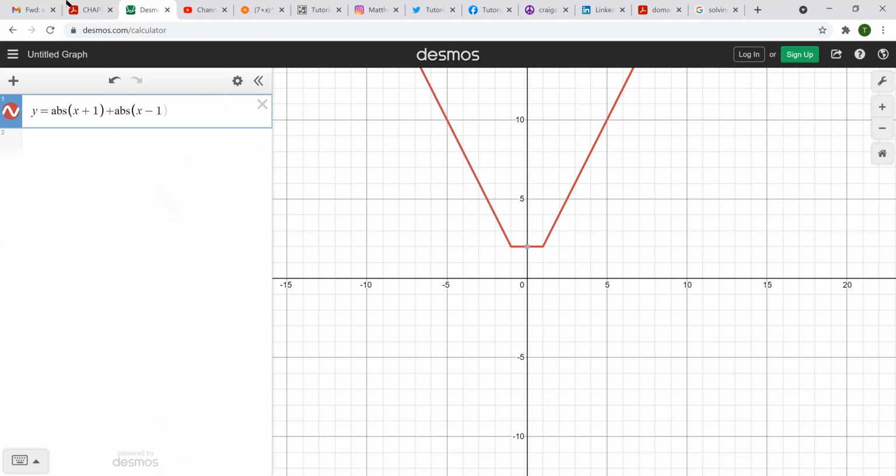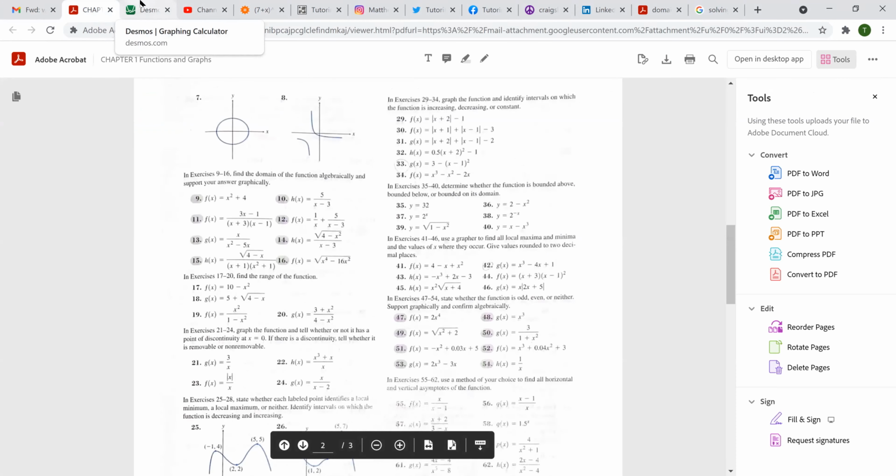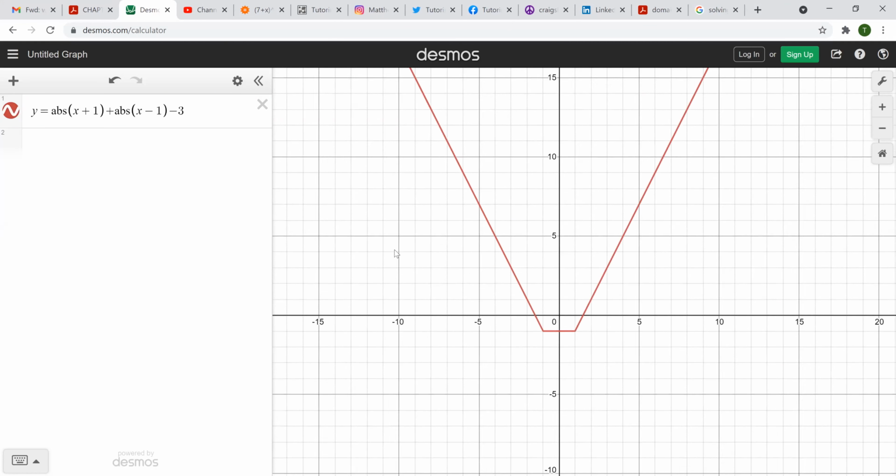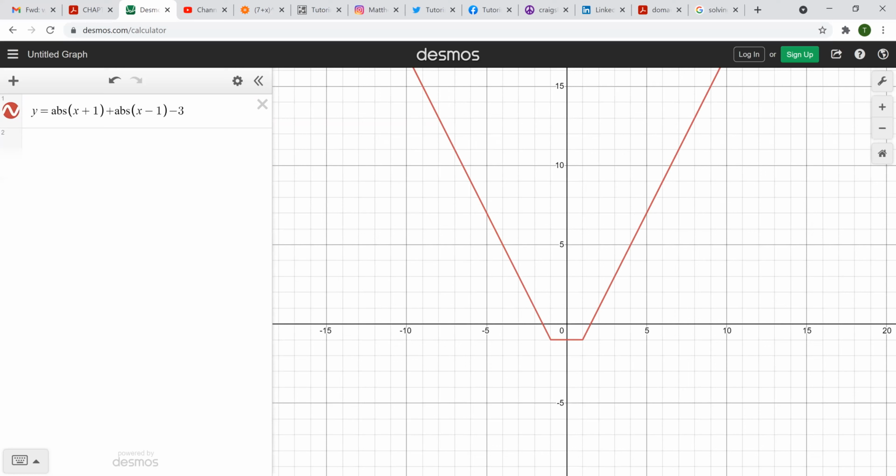I think that's because this one is asking you to do some pretty advanced stuff, like finding where it's increasing, decreasing, and constant. But that one we just talked about, 28, you can't graph because it's already graphed. Yeah. And then 60 is the last one.